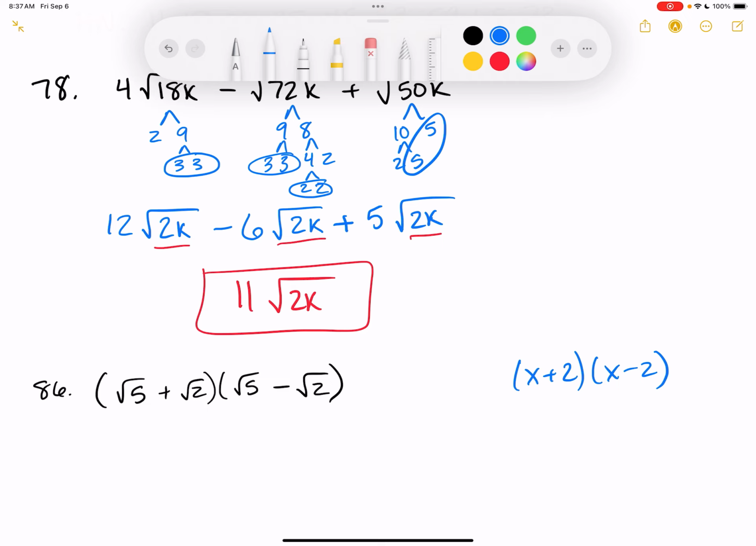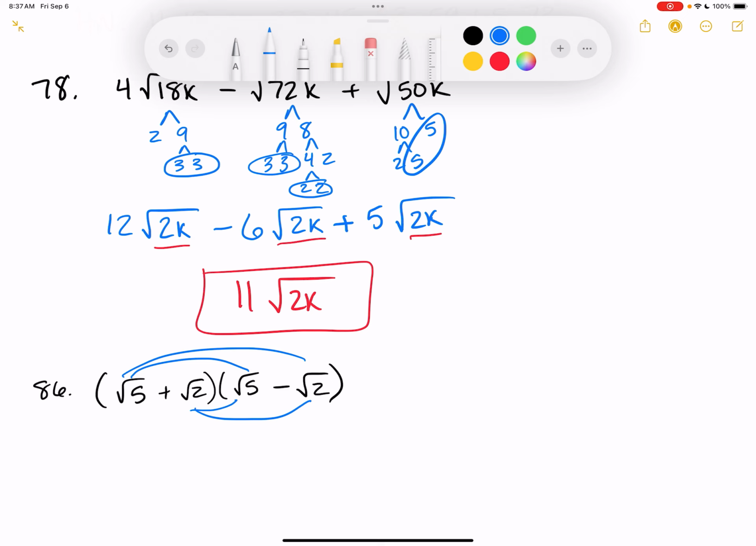Difference of squares, okay? So if you recognize that, you can do it that way. If not, no big deal. We can just FOIL it. So we will just FOIL it for now. So square root of 5 times square root of 5 is... 5. Multiply. We multiply what's inside and put it under one radical.